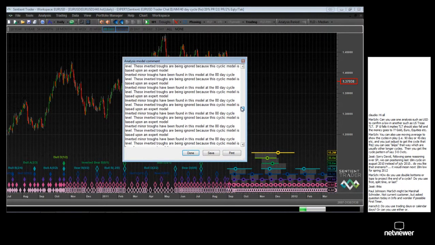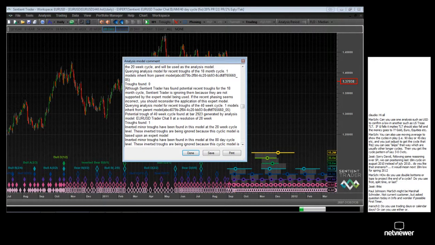It says here, entry generated by expert model has an acceptable rating, 428 out of 367 to 390. This model, generated by expert model Euro US Dollar Trader Chat 2 Resolution 20 Week, is being used as the only entry model. Anyway, and then it talks about phasing analysis extension. It gives you lots of interesting information.